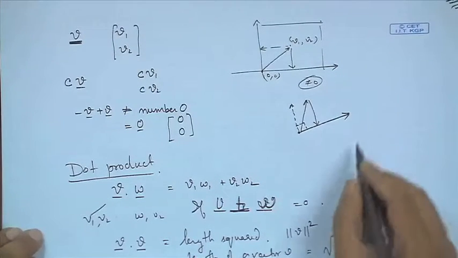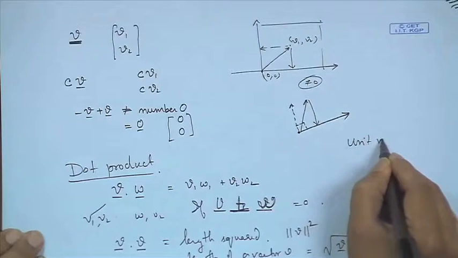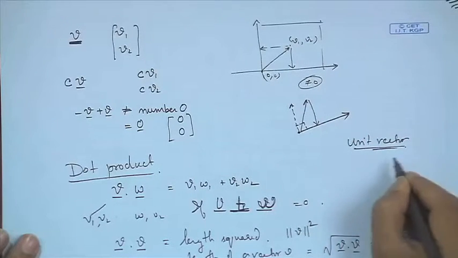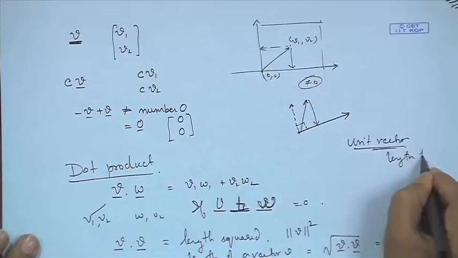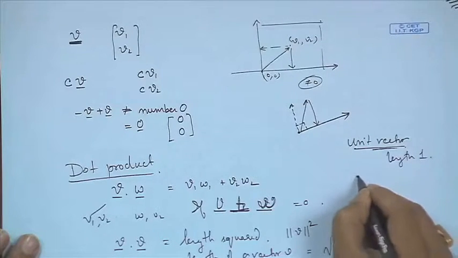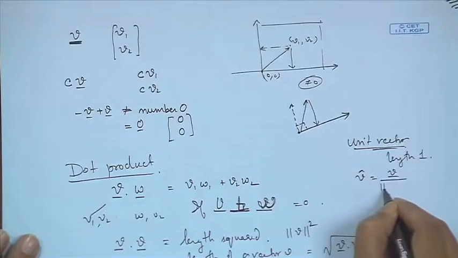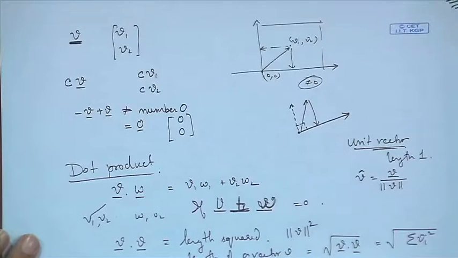You also have another thing called the unit vector. The unit vector is a vector of length 1, and the unit vector for v could be defined as v divided by the length of the vector. This is the squared length, so this is the length, which means the square root of this. That is how you would do it.